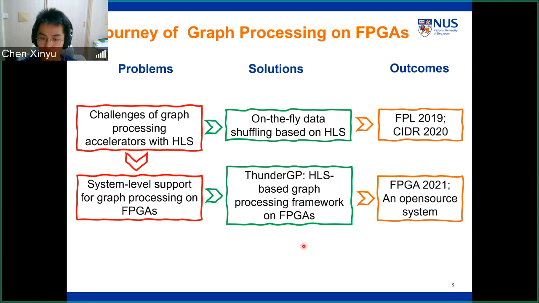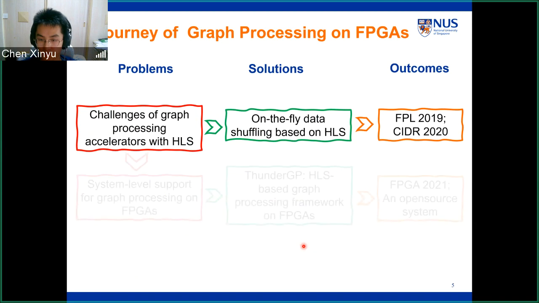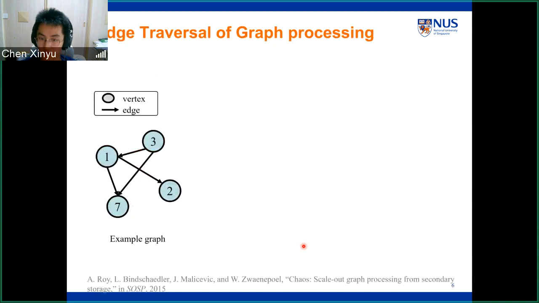In the next part, I will first introduce the challenge of graph processing with HLS. I need to first introduce the main computation of graph processing, which is edge traversal. Let's say in this example graph, for an edge traversal, the source vertex will propagate its property to its neighbors. Here, vertex 1 will propagate its properties to vertex 2 and vertex 7. Vertex 2 and 7 are both neighbors of vertex 1.